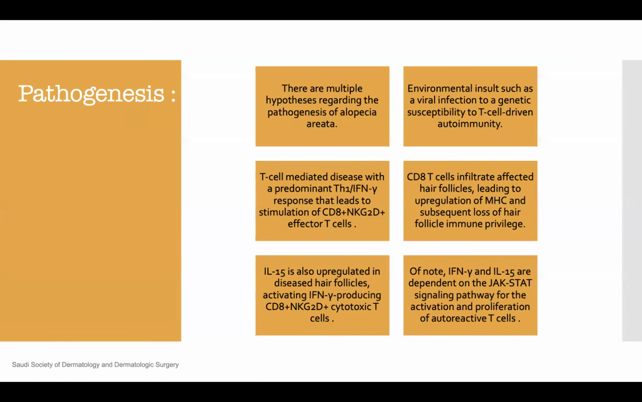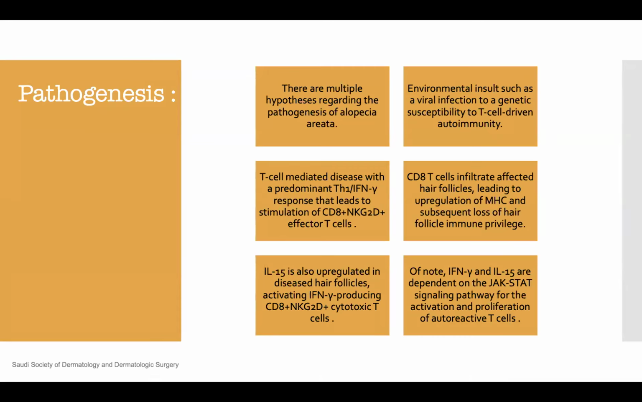The pathogenesis. So there are multiple hypotheses regarding the pathogenesis of alopecia areata. Most importantly, keep in mind that it's a T-cell mediated disease, which means T helper 1, interferon gamma, leads to stimulation of CD8 cells. These CD8 cells infiltrate and affect the hair follicle, resulting in upregulation of MHC, or the major histocompatibility complex, which results in loss of the immune privilege of the hair follicle.